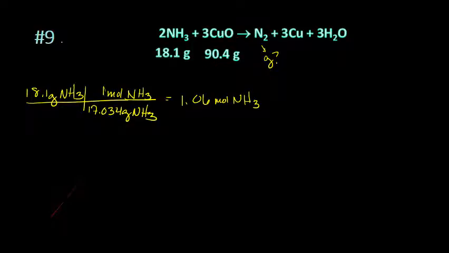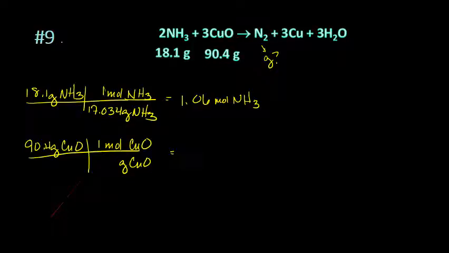All right, now let's do the same thing for the copper 2 oxide. So 90.4 grams of CuO. Yeah, that line's straight. Grams of copper oxide. And that's, of course, going to be to 1 mole of copper oxide. Well, let's see, I'm going to need a calculator here. 63.55 plus 16, 79.55 grams. Now I need the moles, so 90.4 divided by that number, 1.14 moles.